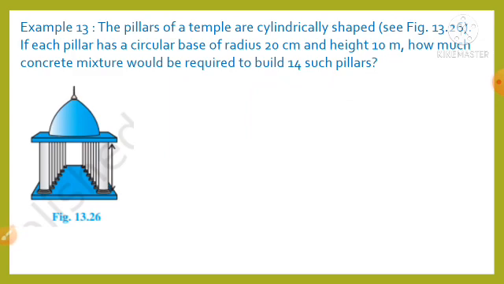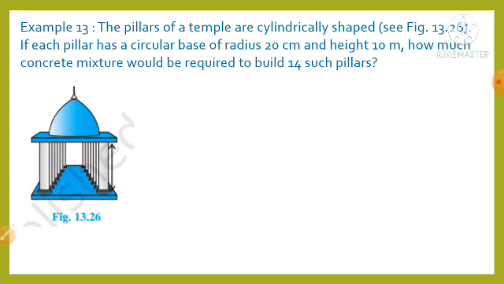Look at this figure here, 13.26. The pillars of the temple are cylindrically shaped. If each pillar has a circular base of radius 20 cm and height 10 meter, how much concrete mixture would be required to build 14 such pillars? So, since this concrete mixture is going to occupy the entire space of the pillar, what we need to find here is the volume of the cylinder.